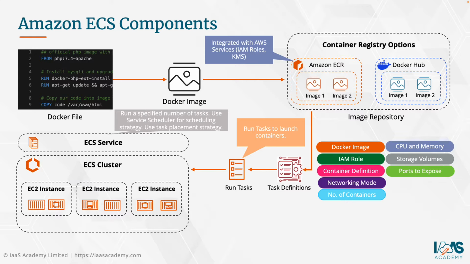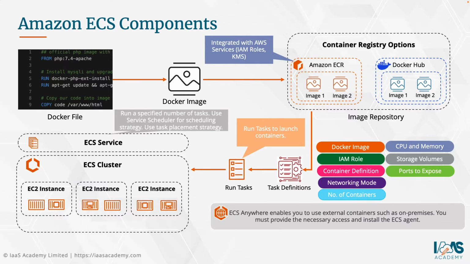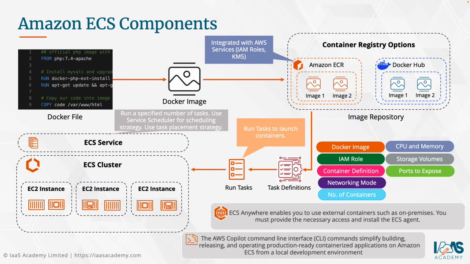There's a couple of other services that I want to quickly talk to you about before we move on to the next slide. So we've got ECS service that enables you to deploy ECS containers on external platforms such as your on-premises servers, and you must provide the necessary access to that on-premises location to manage your ECS cluster. You'll also need to install the ECS agents on those instances. And then we've got something called the AWS Copilot, which is a command line interface that simplifies the building, releasing, and operating of production-ready containerized applications on Amazon ECS from a local development environment.